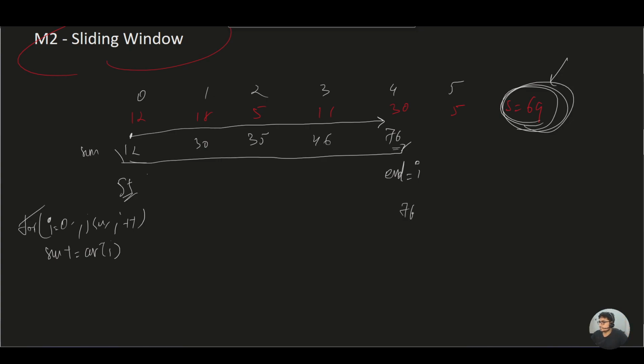सो इफ यू डू 76 minus 12, which will give you 64. So your current sum is equals to 64, and at the same time we'll move our start pointer ahead, right? Now अब यहाँ पे आप देखोगे कि ये जो sum है, now the sum is lesser than your target. It is lesser than your target, right?